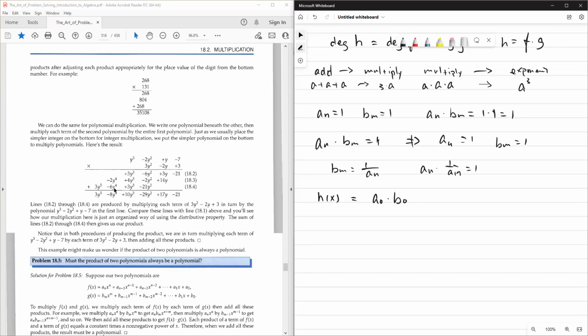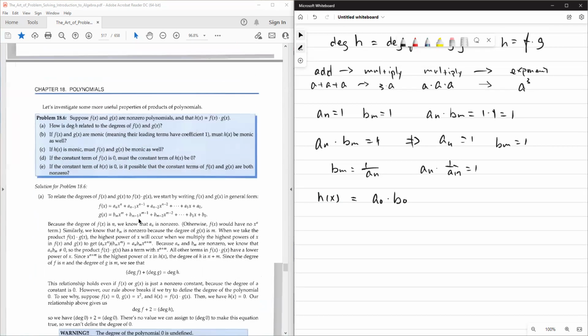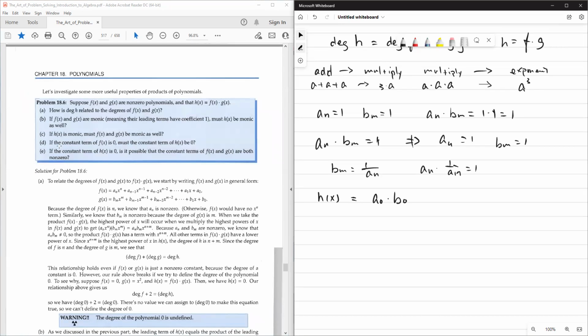So you have 1, 2, 3, and 3, 2, 1. It's actually symmetric, right? If you have another term, you have 1, 2, 3, 4, 4, 3, 2, 1. So the leading term and the constant term are the only terms that are unique, meaning there's only one combination that gives you that term. So the constant term is a0 multiplied by b0. So let's see what our question is.